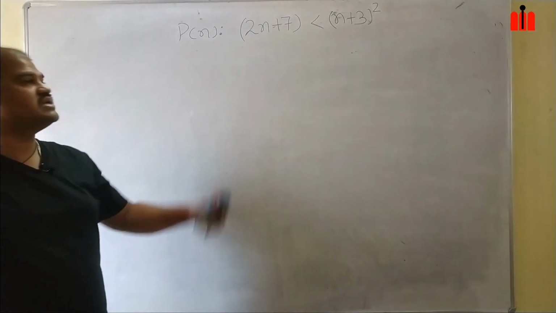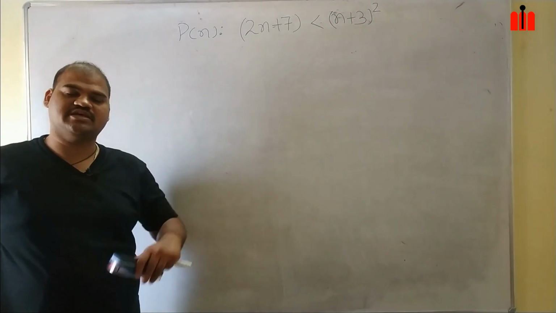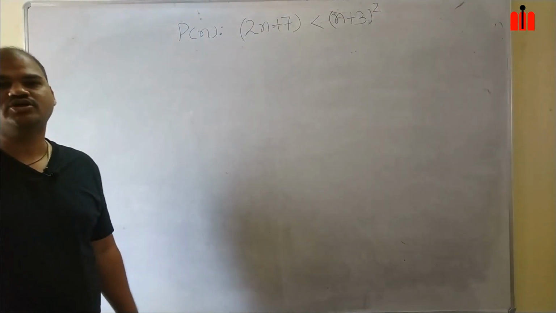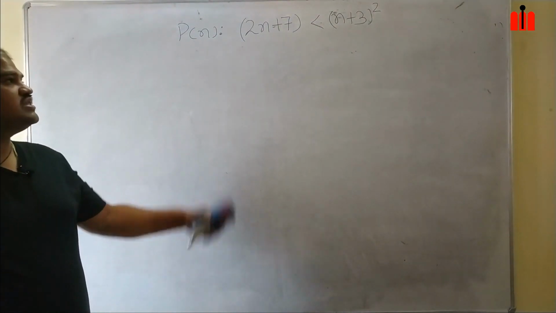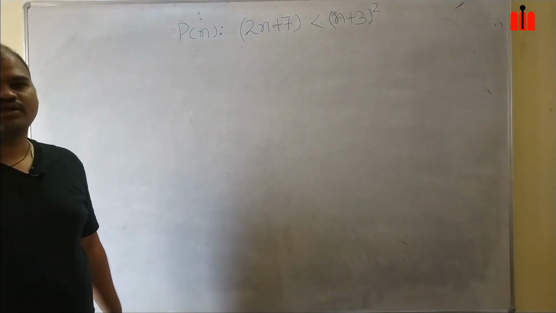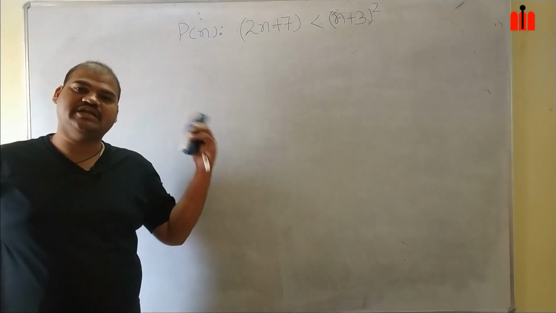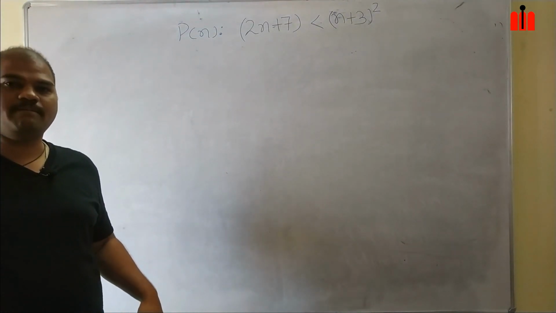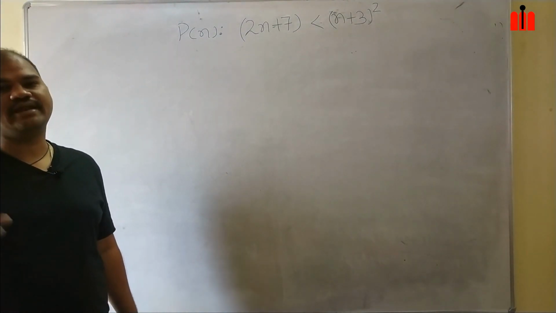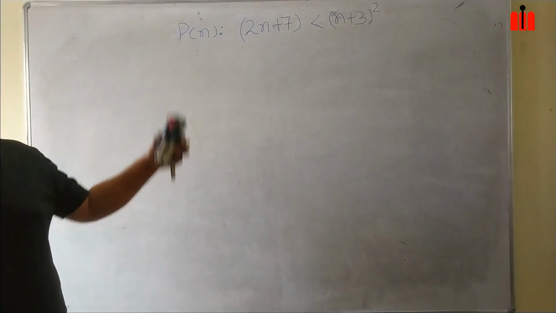My 13th problem is, a statement Pn is that 2n plus 7 is lesser than n plus 3 whole square. So this is a type of inequality problem. Okay, so in this inequality problem, we had discussed this type in our detailed explanation class. Okay, so to understand what is the inequality, please go through my detailed explanation class. Right, now let's get started.